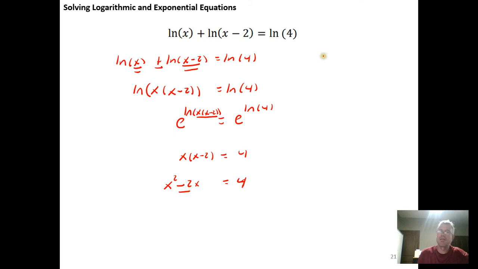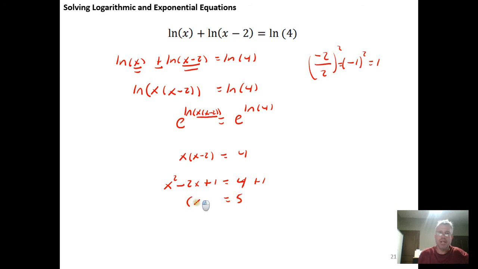So I'm going to take the middle coefficient, divide it by 2 and square it, which means I'm going to be squaring a negative 1, which is going to give me a positive 1. So I add 1 on both sides to complete the square. That gives me 5 on the right hand side.